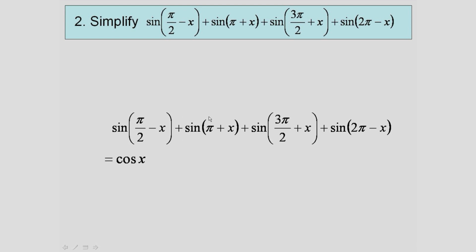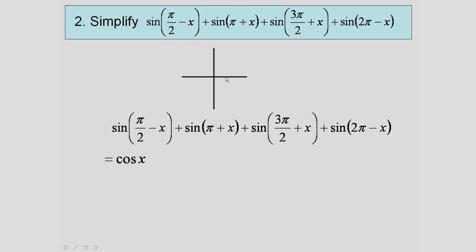This expression here, though, is not one that I would have asked you to memorize. So how do we handle simplifying this? A quick drawing will help us out. Let's take a look at the angle here. We have pi plus x.